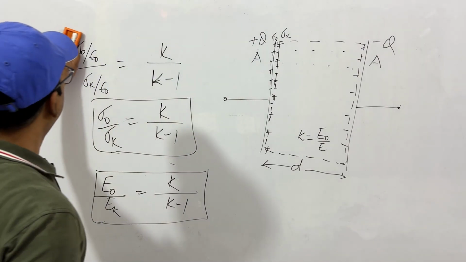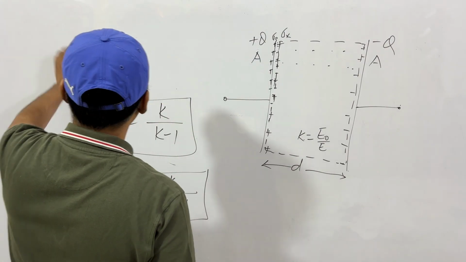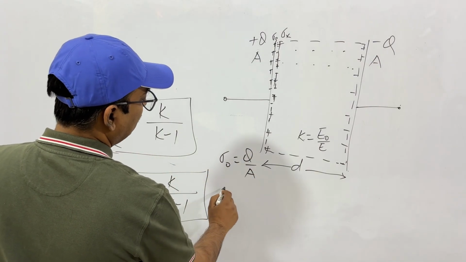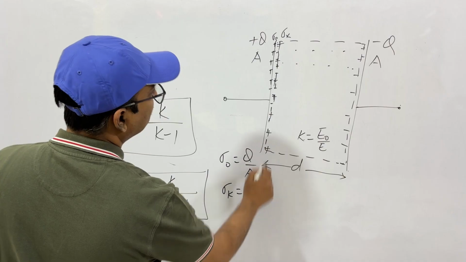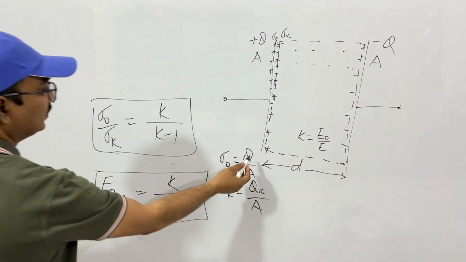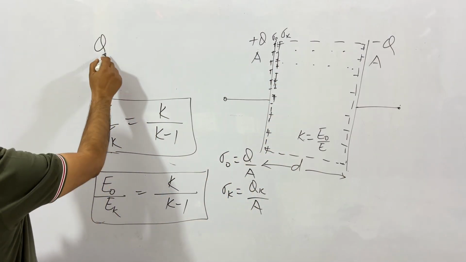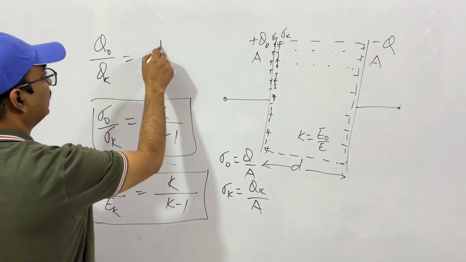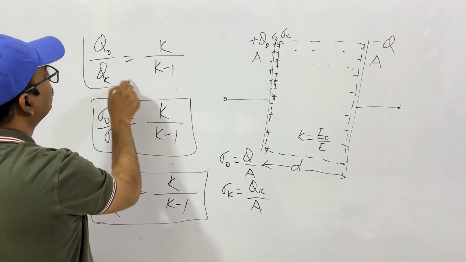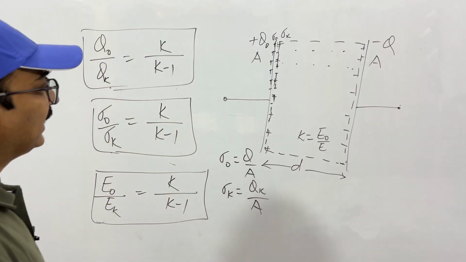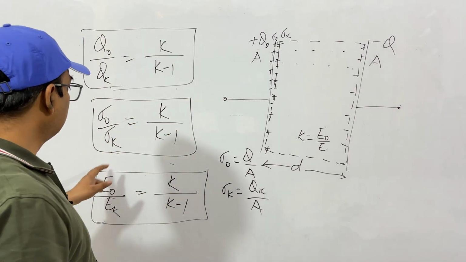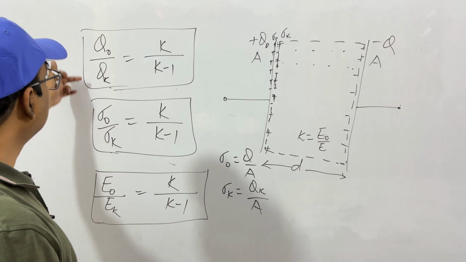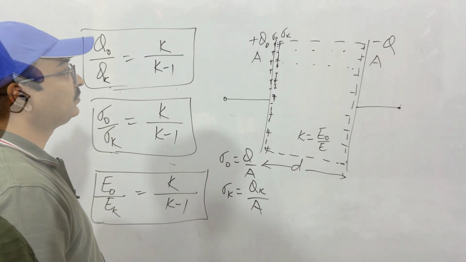And finally, you know, sigma is what? It is Q by A. Sigma 0 is Q0 by A, and sigma K will be QK, let's say, the charge on this dielectric, by A. So this is also directly proportional. So from here you get Q0 by QK equal to K by K minus 1. So when you insert a dielectric in a parallel plate capacitor, these are the ratios: the electric field ratio, the surface charge density ratio, and this is the charge ratio. So you understand this?